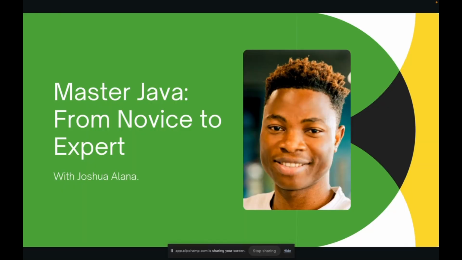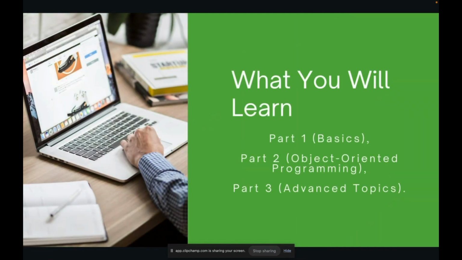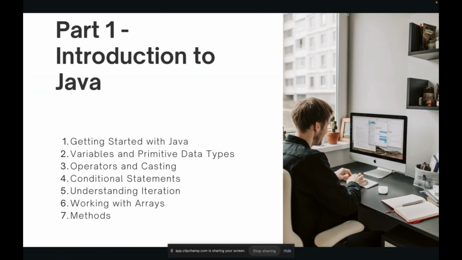In this series, we'll be exploring everything from the basics of Java to advanced programming concepts. This series is divided into three: part one, part two, and part three. And so, in part one, here are the concepts we'll be covering. We'll be covering variables and primitive data types, operators and casting, conditional statements, understanding iteration, working with arrays. And the last part of this part is going to be constructors and methods.